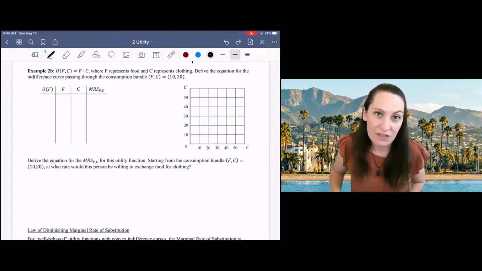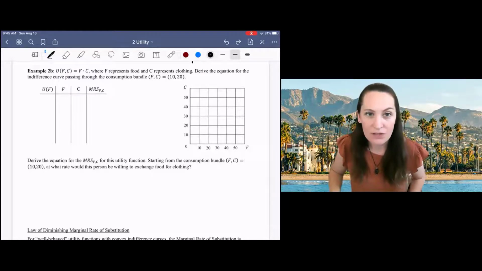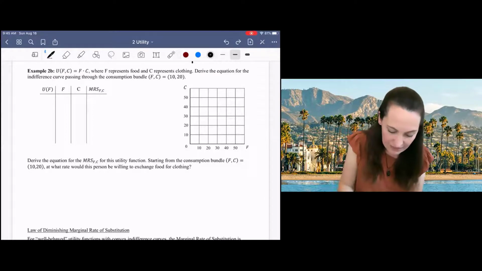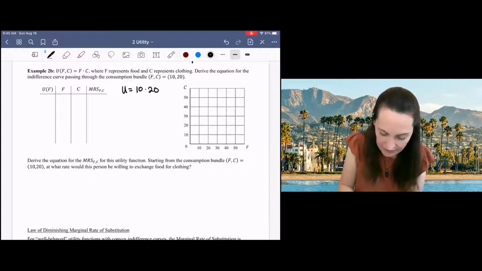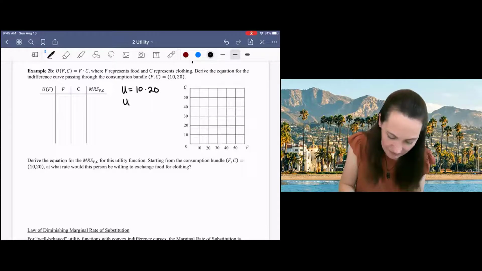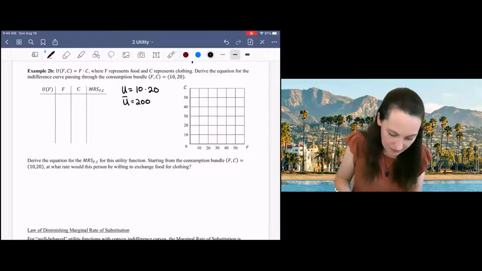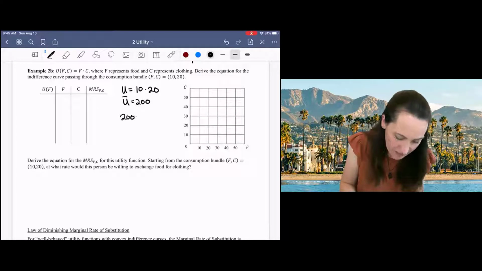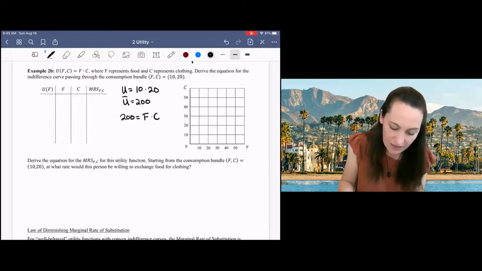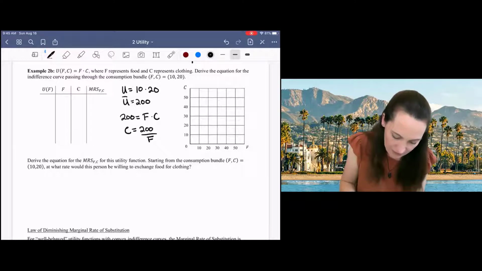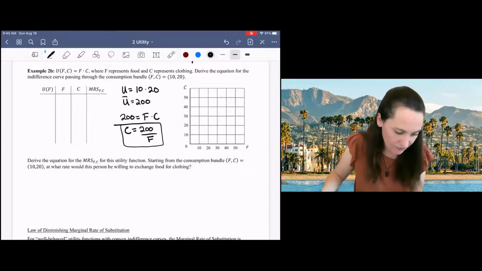So first thing I have to do in this example is figure out how much utility I get from this point. So I plug my quantities into my utility function, and I can see that at that point, my utility is 200. So I want to find the indifference curve for a utility of 200. All the different combinations of food and clothing that would give me a utility of 200. So this is my equation for my indifference curve.